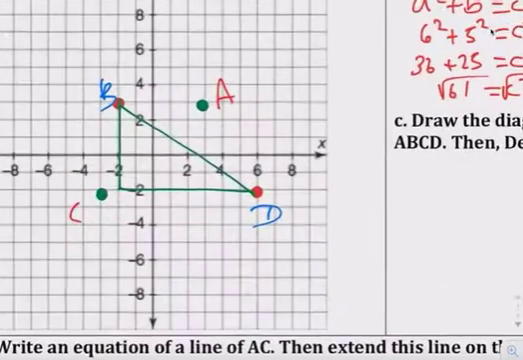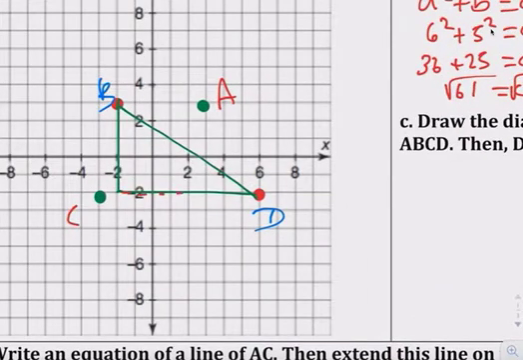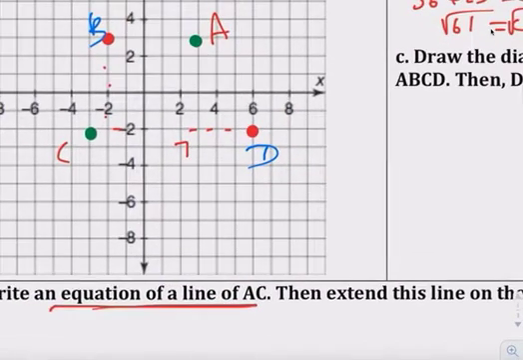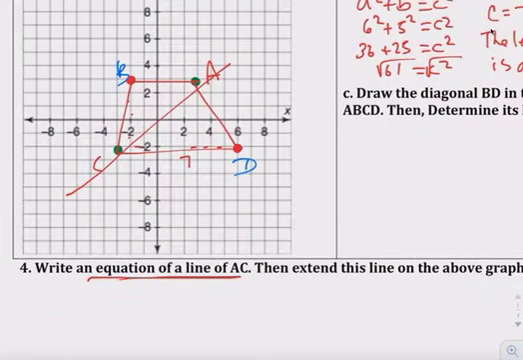So I'm counting 1, 2, 3, 4, 5, 6, 7. 1, 2, 3, 4, 5. Okay, I'll let you finish finding the distance of AC. Write an equation of a line for AC, okay? Go back, erase all of it if you need to. Bring an eraser that you can erase. Draw your trapezoid, and they're asking you to find the equation of a line of this AC right here. That line.